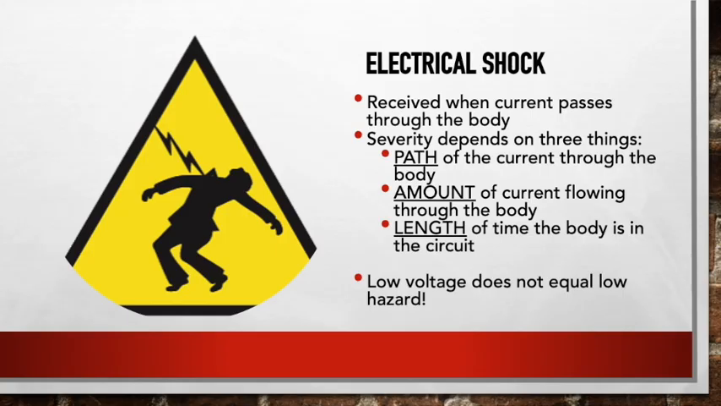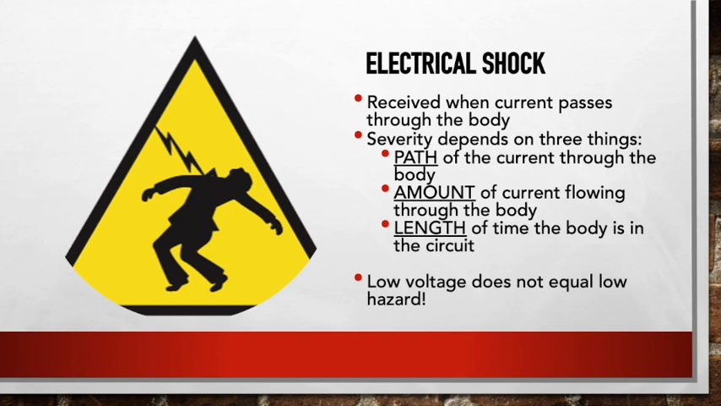So electrical shock happens when current passes through the body. Severity depends on three different things: the path of electricity through the body, the amount of current flowing through the body, and the length of time the body is in the circuit. A lot of people say, and it's true, that it's not the voltage that kills you, it's the amperage. So your body is a conductor of electricity.